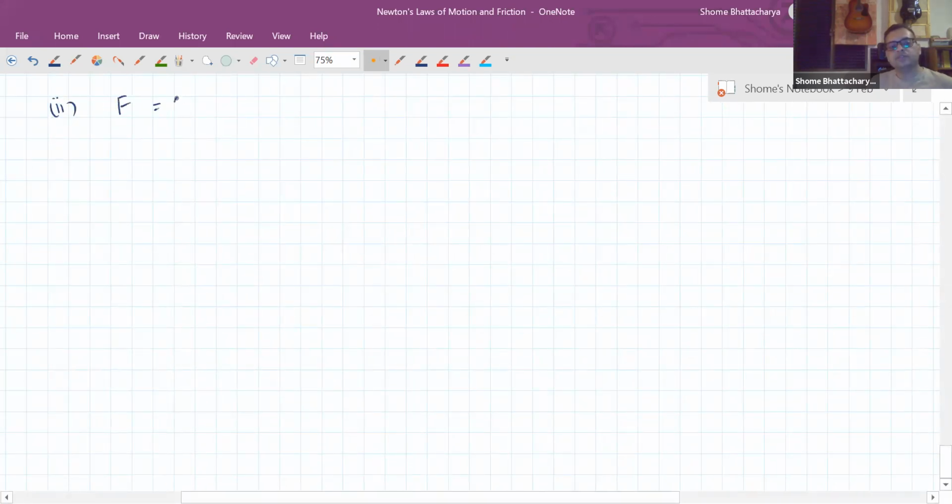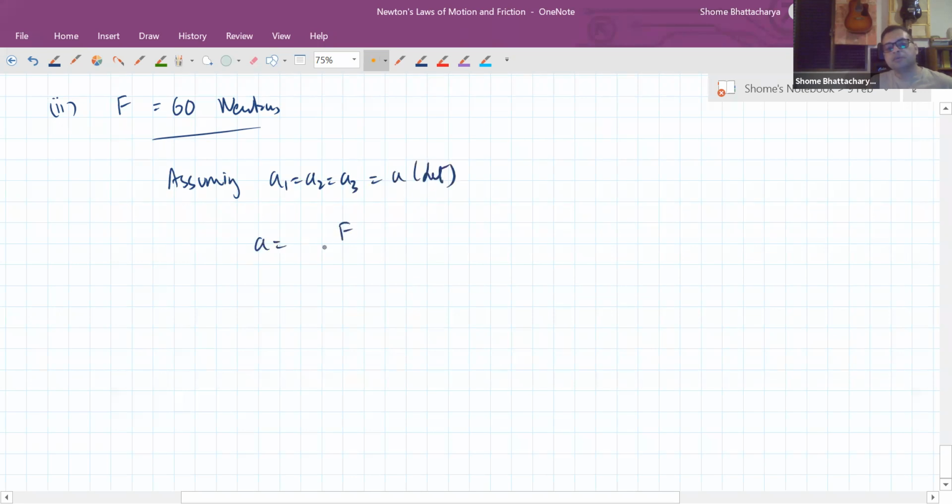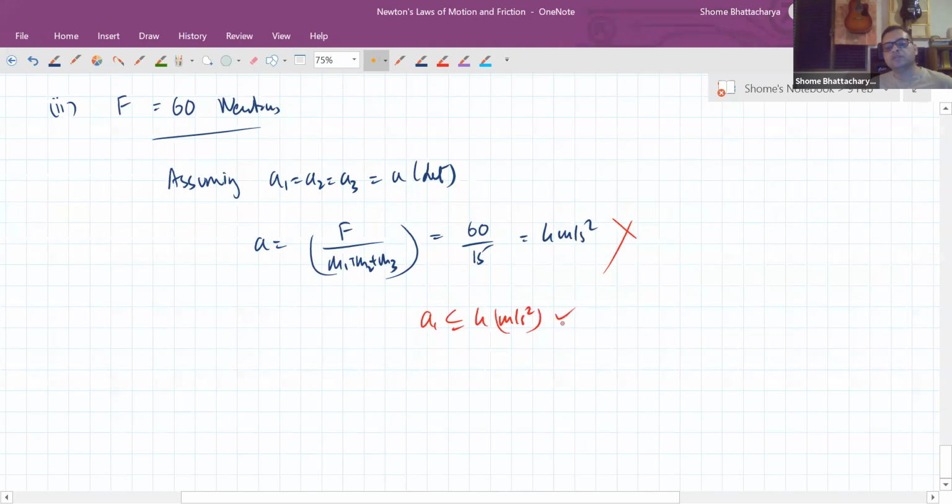So for F equal to 60 Newtons, if we assume the common acceleration again, that common acceleration will come out to be force divided by the combined mass. This time it will come out to be 60 divided by 15, or 4 meters per second square. So you can see that this condition will not be satisfied because A1 was less than or equal to 4. So that's fine. But A2, or rather A3's maximum possible value was only 1 meter per second square. So this condition is not getting satisfied.